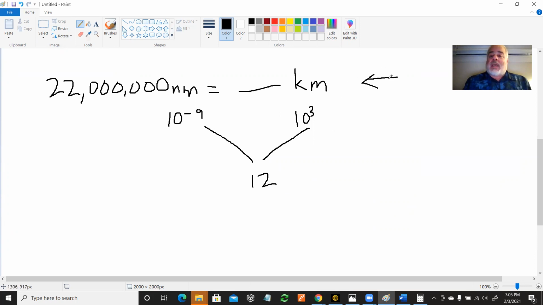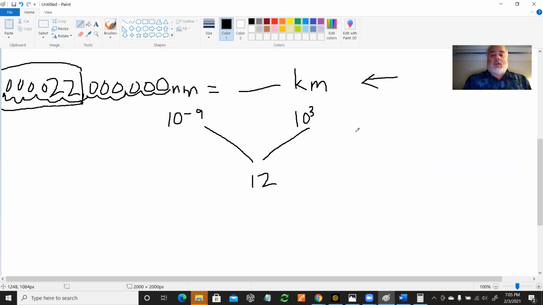And I'm going to move my decimal 12 places to the left. 1, 2, 3, 4, 5, 6, 7, 8, 9, 10, 11, 12. I probably shouldn't have started with that one. Probably wouldn't give you one like that. And I fill in the zeros between each of these humps, and my answer is 0.000022 kilometers. There are 4 zeros.